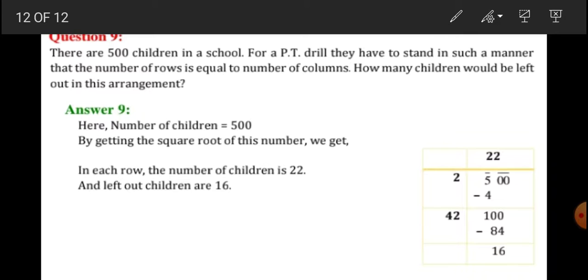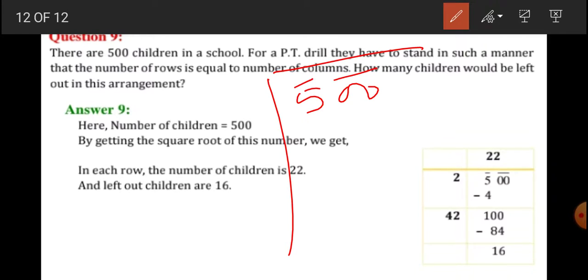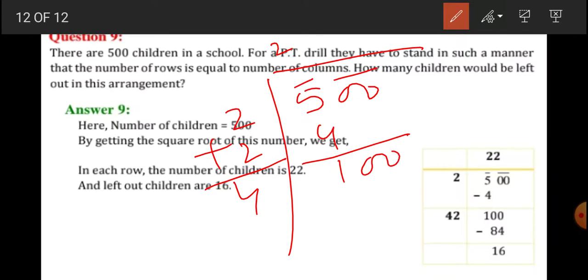So what is the square root of 500? By the division method we will find the square root of 500. Here we will make pairs from the back side. Here 5 remains alone. The square number approximately near 5 is 2, since 2 2s are 4. So here 2 2s are 4, and 2 plus 2 will also be 4. Here 1 remains, and 00 comes down, making 100.